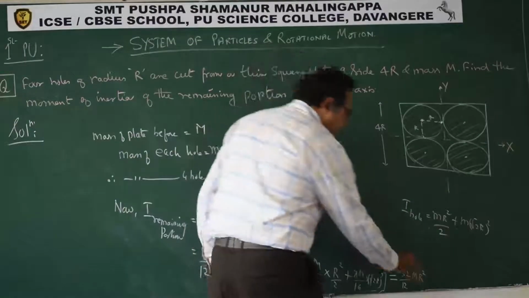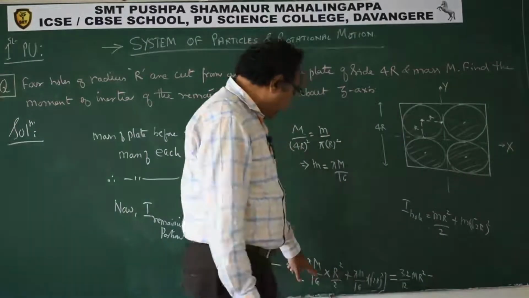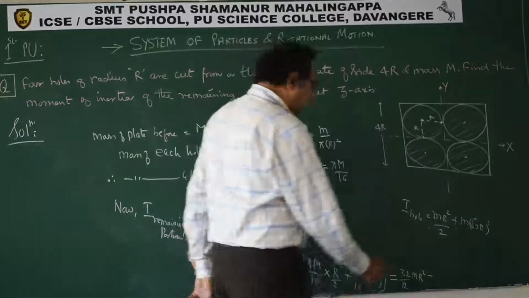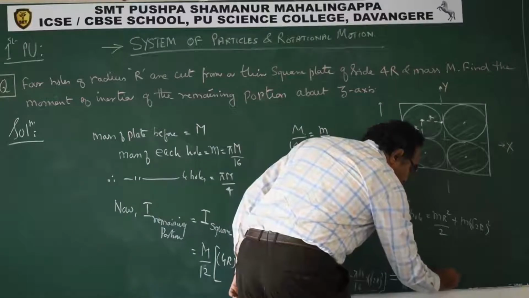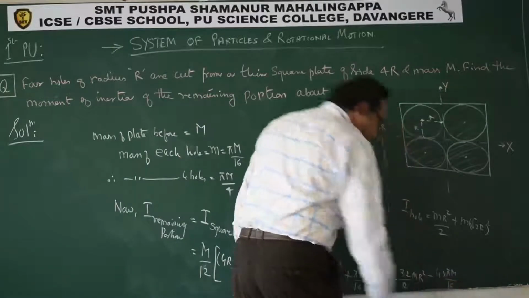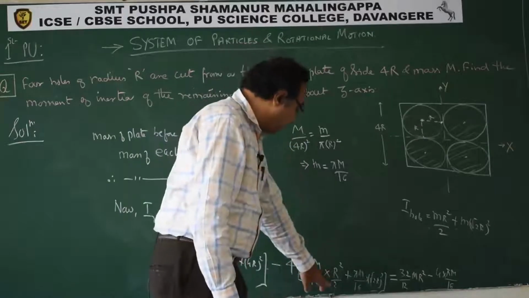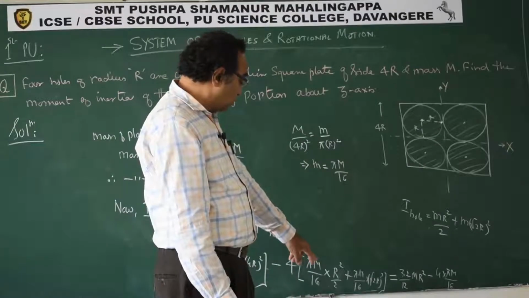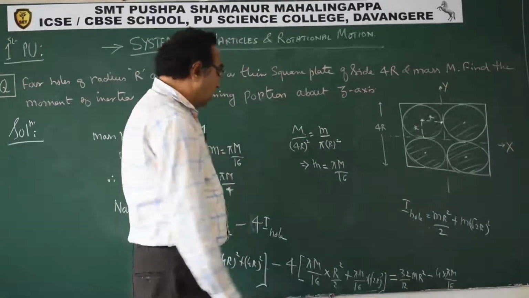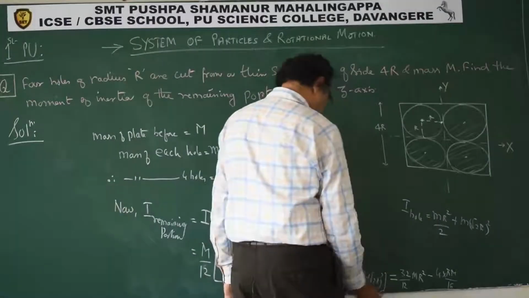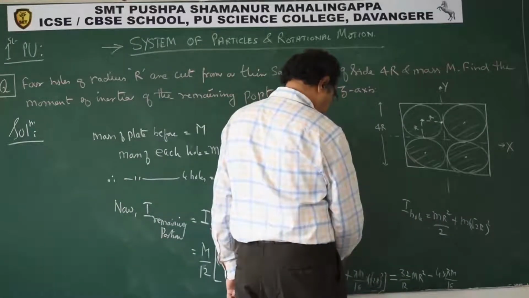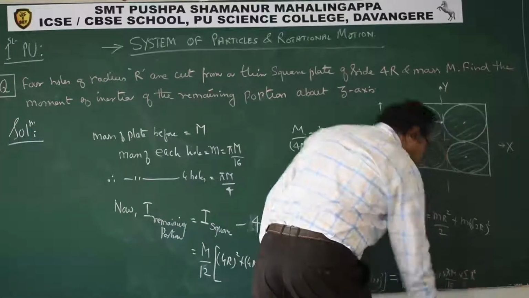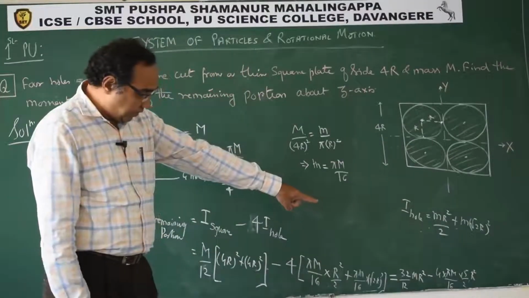Minus, if I take pi m by 16, 4 pi m by 16 common, we get r square by 2 plus 2r square. So it is 5 by 2 r square. This is what we get. So you can further simplify it.